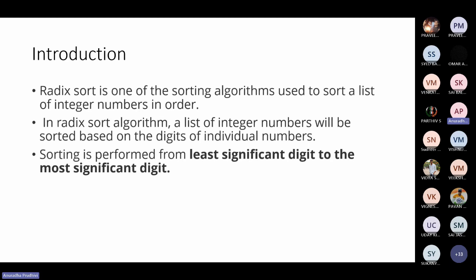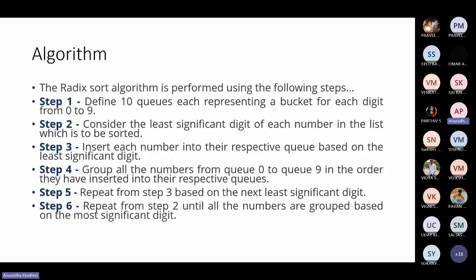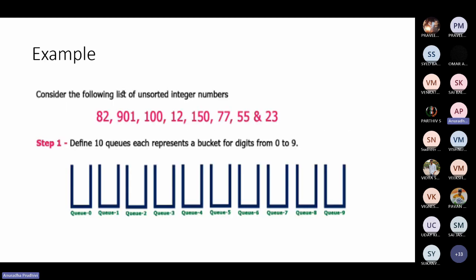Before the algorithm, let's see the procedure, then only you will understand. Look at the example: 82, 9, 901, 100, 12, 150, 77, 55, and 23. This is the unsorted list we have to sort, digit by digit. We have to consider the digit.